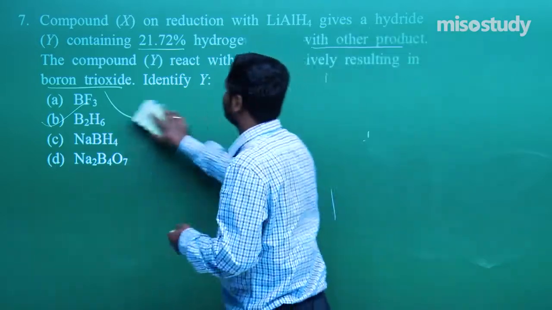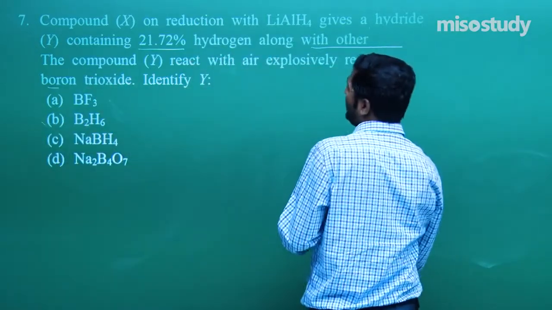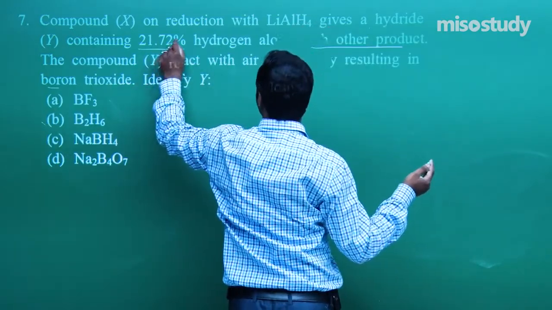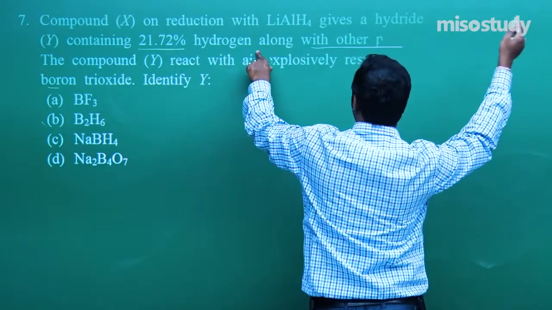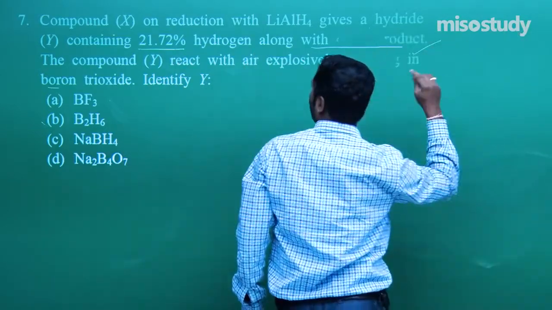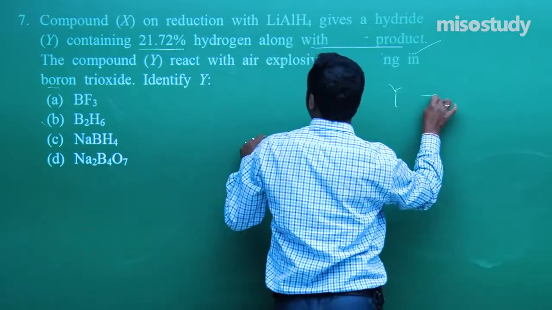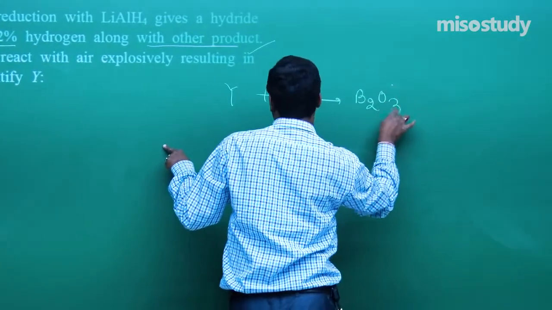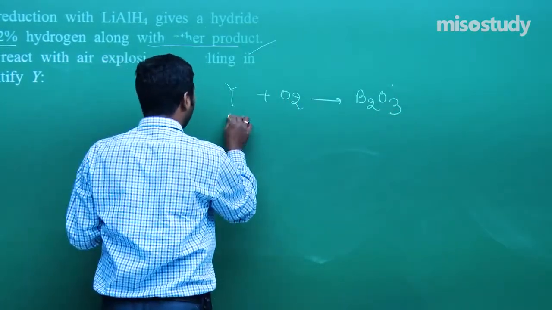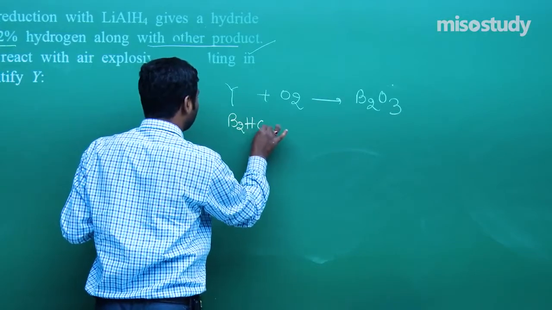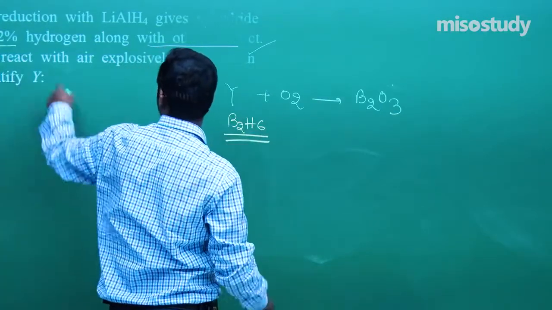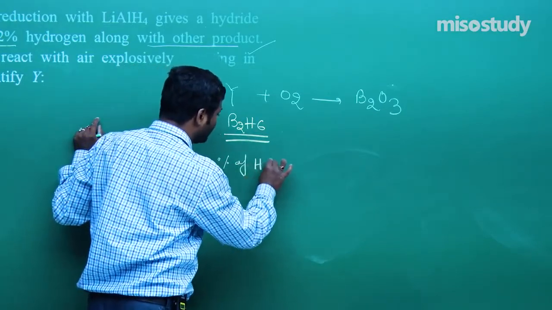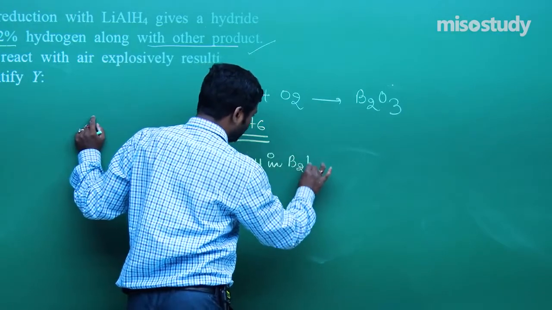So check it out what I'm telling. Look at, according to the question, compound X on reduction with LiAlH4 gives a hydride Y containing 21.72% hydrogen along with other product. That is Y plus O2 gives B2O3. Definitely it gives B2O3, that is Y is B2H6. Yes sir. Now here is given 21.72.